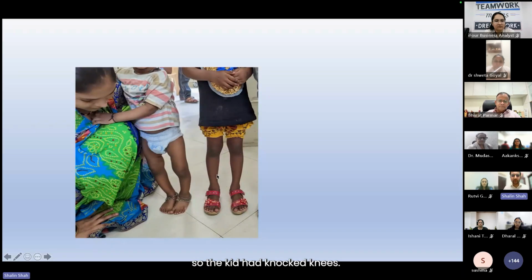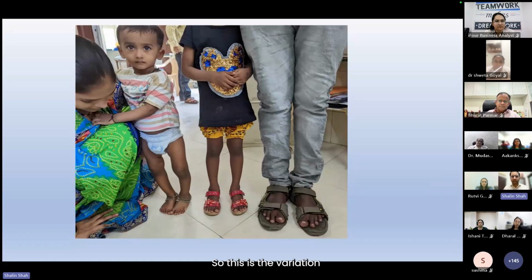So the kid had knock knees. You can see the legs pointing to the outside. And so I retorted back to mom that now you turn your head to the left and you can see dad, and dad has straight legs. So this is the variation of how legs can be.